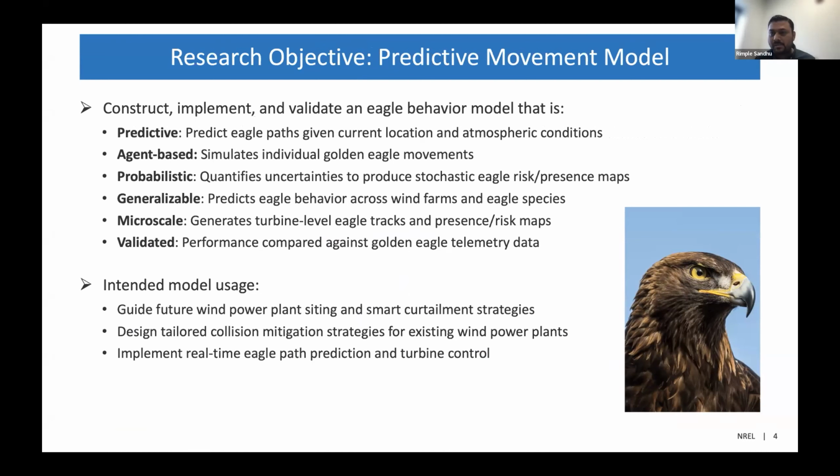It's agent-based. That means it simulates the movement of each eagle individually. It treats each eagle as an independent entity. It's probabilistic. We want to incorporate the uncertainties that are involved in atmospheric conditions, eagles' decision-making, and where it's entering the region. We want it to be generalizable. We want the model to be used at any site across the US and other regions. Microscale: we want to be able to simulate movements at turbine scale resolution. So we're talking about 20 meter, 30 meter, 50 meter resolution.